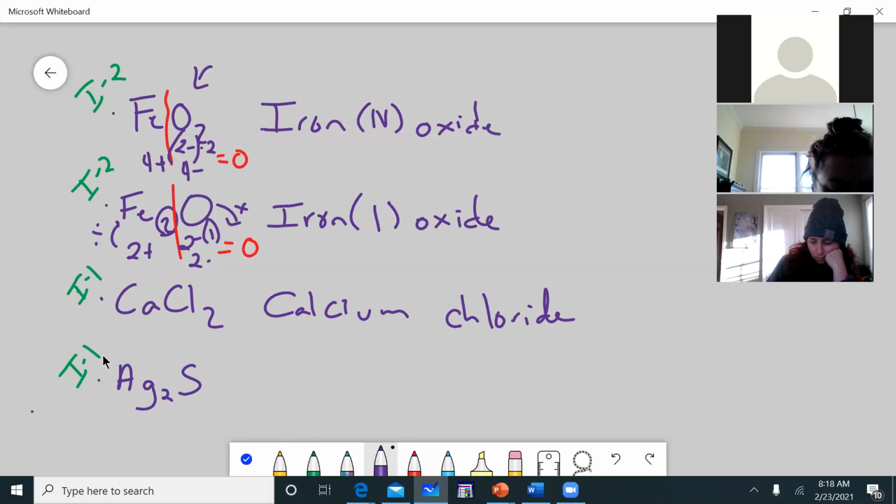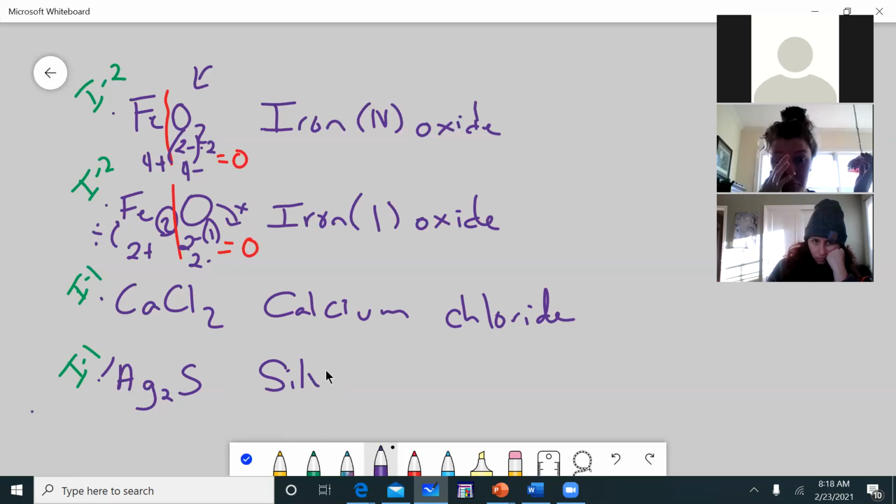This one here is also considered a type 1. Even though silver is in the transition metals, we know it has a predictable charge because it's just one of the ones I told you to memorize as having a consistent charge. So this is going to be silver sulfide.